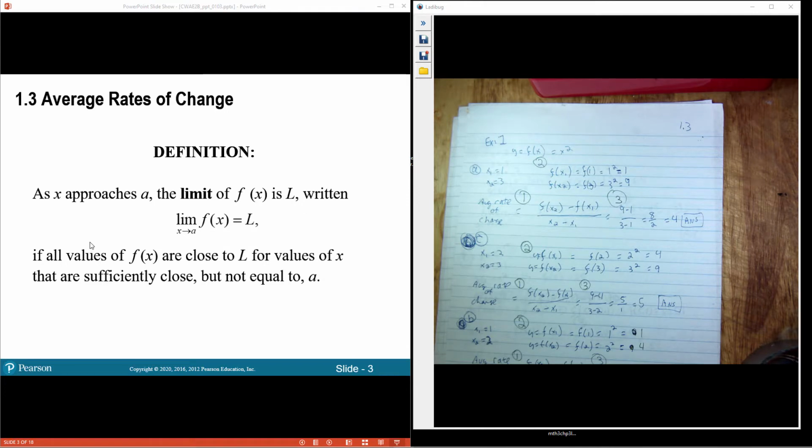As x approaches a, the limit of f of x is L. The limit is written in that form. The limit of f of x as x approaches a is L. This simply says that as x gets closer to a, f of x gets closer to L. So as the input gets close to a designated input, the output gets closer to a designated output.